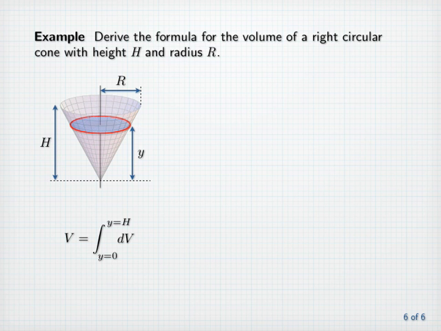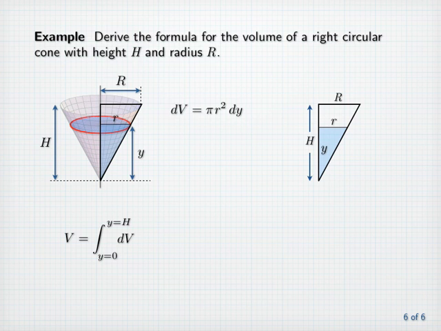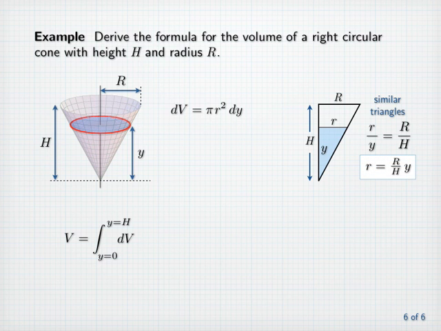Now, cross-sectional area will be given by pi times radius squared, and so dV equals pi times little r squared dy. We need to express little r in terms of y, so let's look at the central vertical cross-section of the cone. The principle of similar triangles tells us that little r divided by y here is equal to capital R divided by capital H. Multiplying by y, we have little r equals capital R over capital H times y.